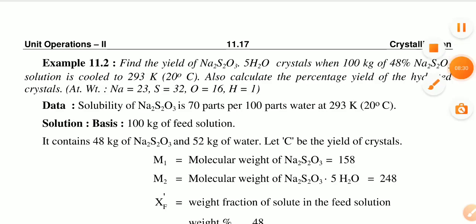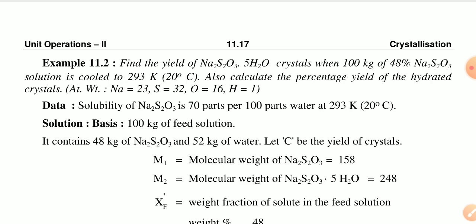Okay, the solubility of Na2S2O3 is 70 parts per 100 parts of water at 293 Kelvin, that is 20 degrees Celsius. The basis is 100 kg of feed solution. It contains 48 kg of Na2S2O3 and 52 kg of water. Let's see the yield of these crystals.